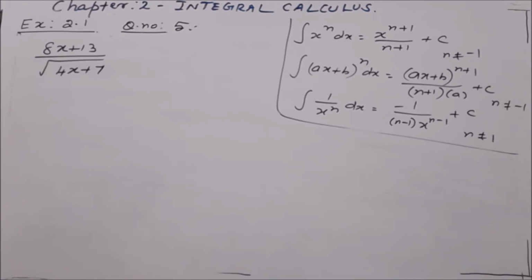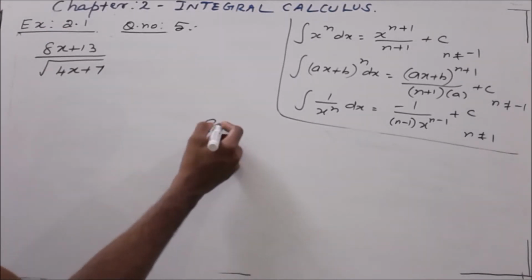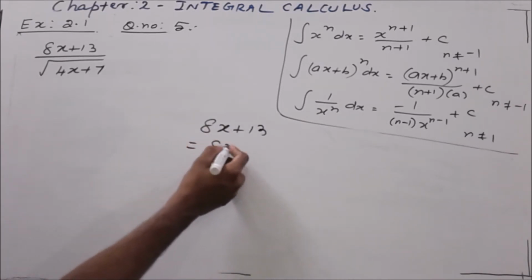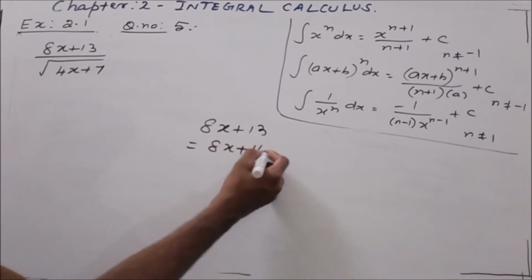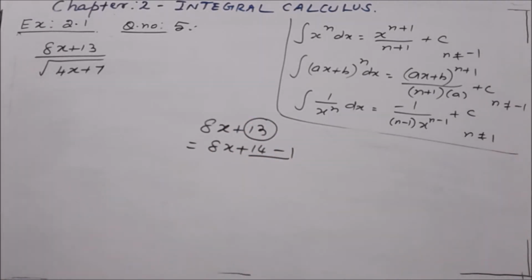Now look at the numerator and denominator. The denominator we have 4x plus 7. The numerator we have 8x plus 13. In order to form the multiple of denominator as numerator, make a small change. 8x plus 13 can be converted into 8x plus 14 minus 1. Write this 13 as 14 minus 1.